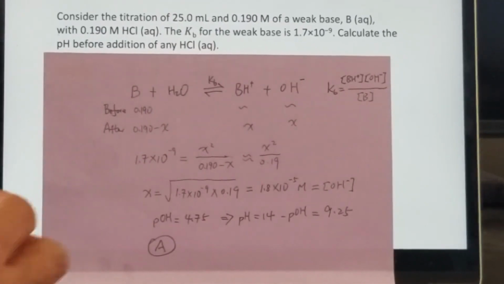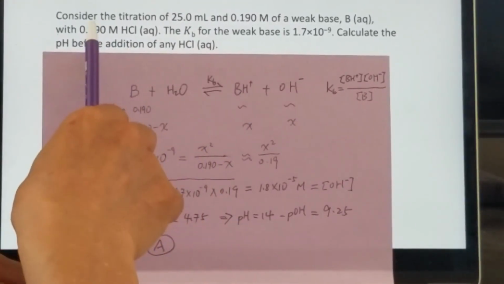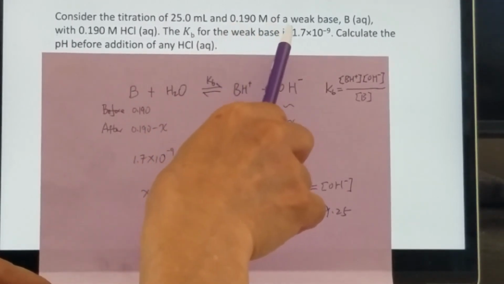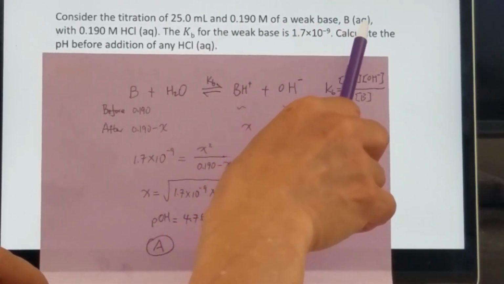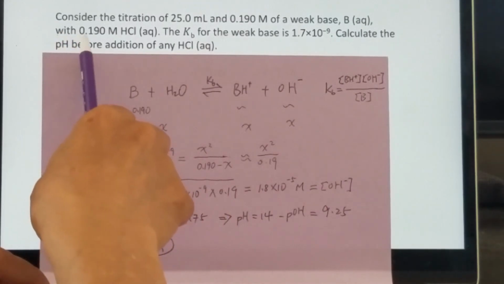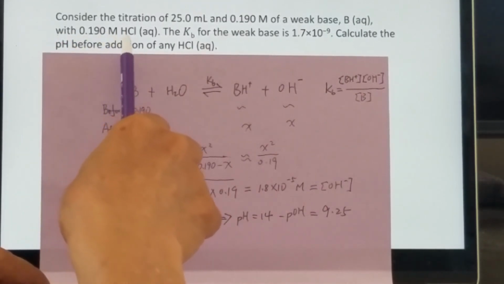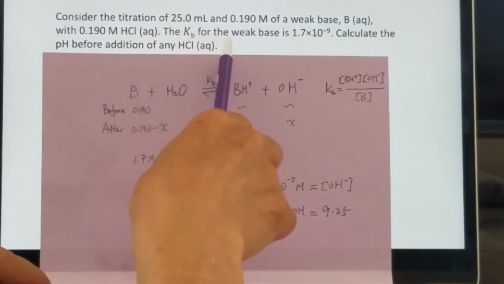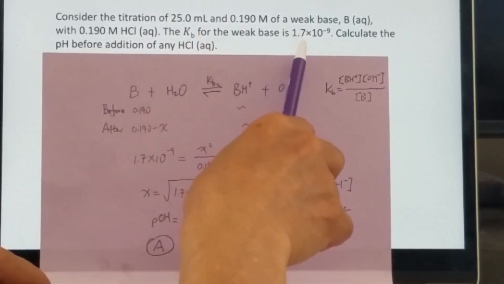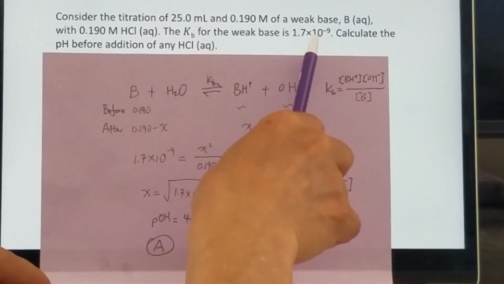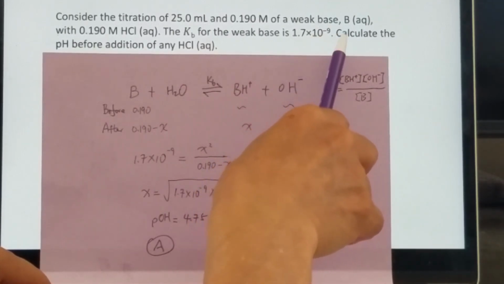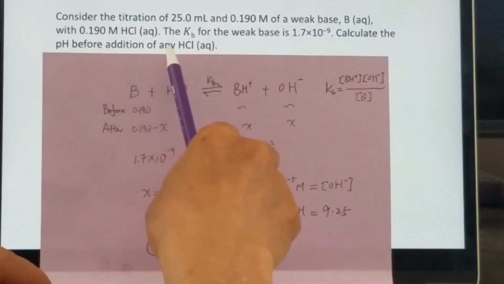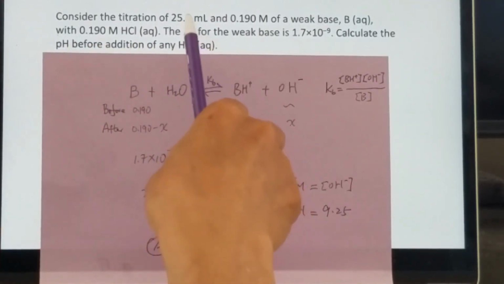Okay, let's take a look at the question. Consider the titration of 25 milliliters of 0.19 molar weak base B in aqueous solution with 0.19 molar hydrochloric acid, a strong acid. The Kb is 1.7 times 10 to the negative 9. We need to calculate the pH before addition of any of the titrant.